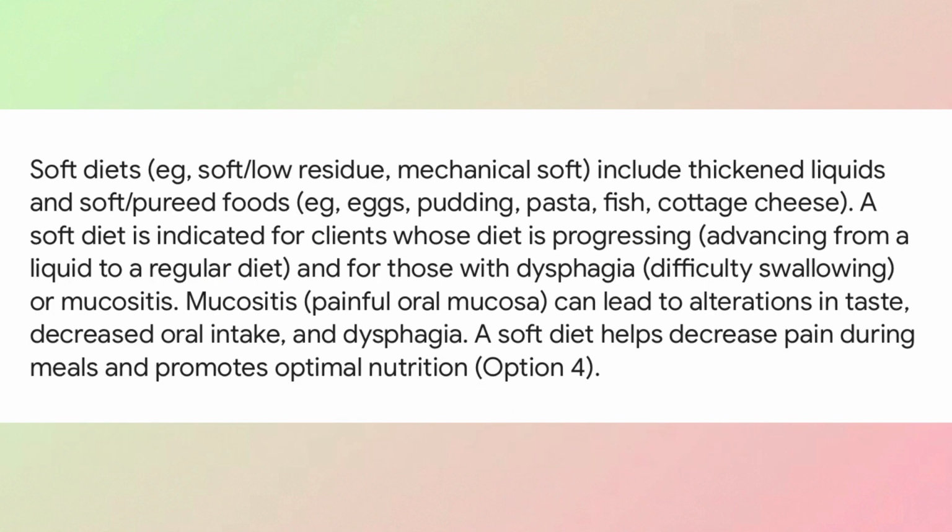Soft diets include thickened liquids and soft, pureed foods, e.g., eggs, pudding, pasta, fish, cottage cheese. A soft diet is indicated for clients whose diet is progressing, advancing from a liquid to a regular diet, and for those with dysphagia, difficulty swallowing, or mucositis. Mucositis, painful oral mucosa, can lead to alterations in taste, decreased oral intake, and dysphagia. A soft diet helps decrease pain during meals and promotes optimal nutrition, option 4.